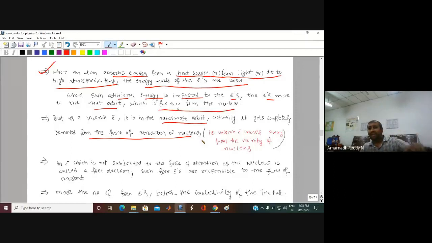Earlier, the valence electron was in the vicinity of the nucleus, with high energy and loosely bound. But if you apply external energy, the valence electron acquires some additional energy. So obviously it is loosely bound and easily able to jump from the vicinity of the nucleus. Once the valence electron is completely removed from the force of attraction of the nucleus, we cannot call that electron a valence electron. What can we call that electron?